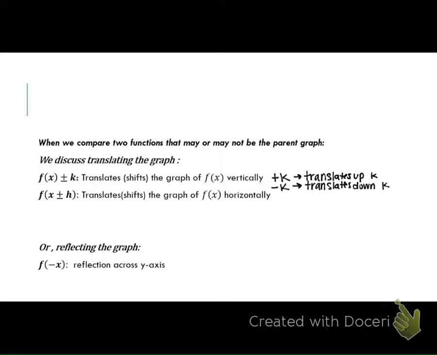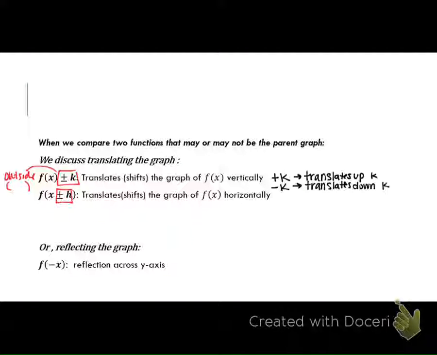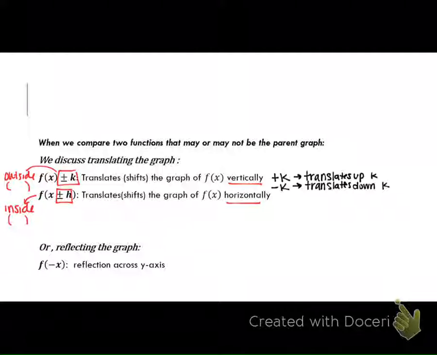For the translation on the inside, so if it's on the outside of the parentheses, it's a vertical shift. If it's inside the parentheses, it's a horizontal shift. So know that. If it's outside the parentheses, it's a vertical shift. If it's inside the parentheses, it's a horizontal shift. So vertical is up and down, horizontal is left and right.